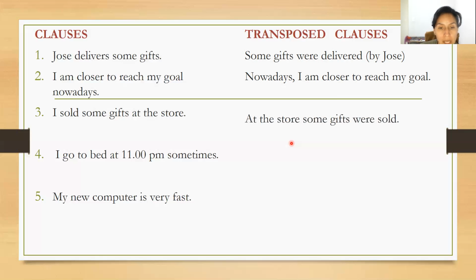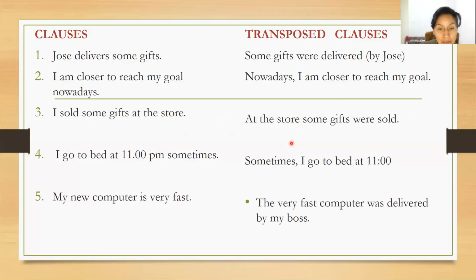Another example, at the store some gifts were sold. Also, some prepositional phrases can be moved to the beginning of the sentence, and this makes sense. After that, sometimes I go to bed at 11 p.m. In that example, I transpose the adverb of frequency sometimes to the front of the clause. The last one, my very fast computer was delivered by my boss. Here, very fast is the modifier of computer.